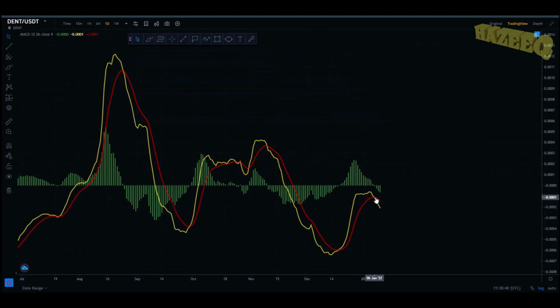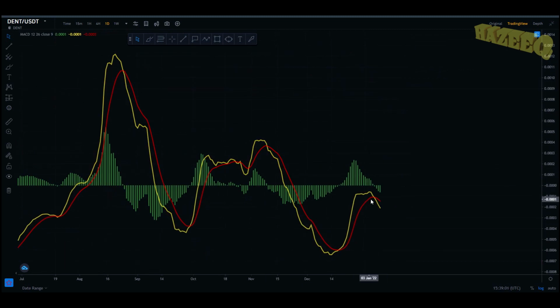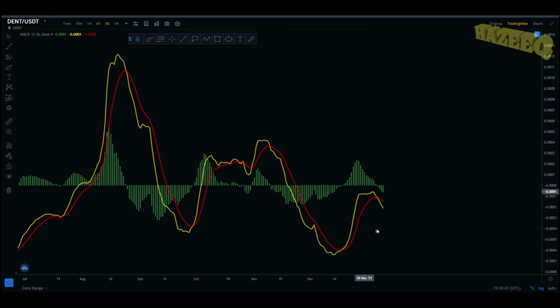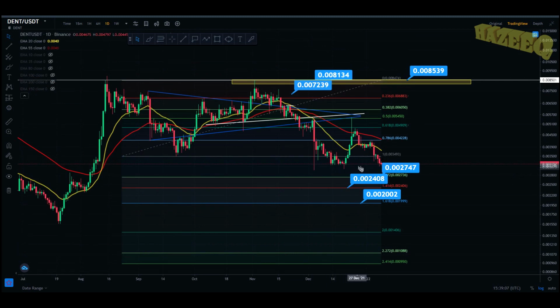Okay, the MACD has just printed a bearish cross January 6th. So from there, you could have sold January 6th over here, and you could have bought back in just a bit cheaper, but just pointing out the fact that we have a bearish cross on the MACD below the histogram. So this is quite bearish. We may potentially see some more downward movement.